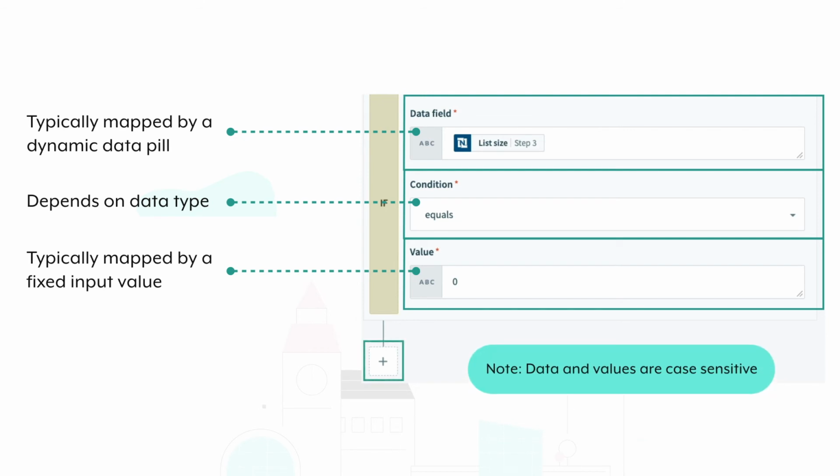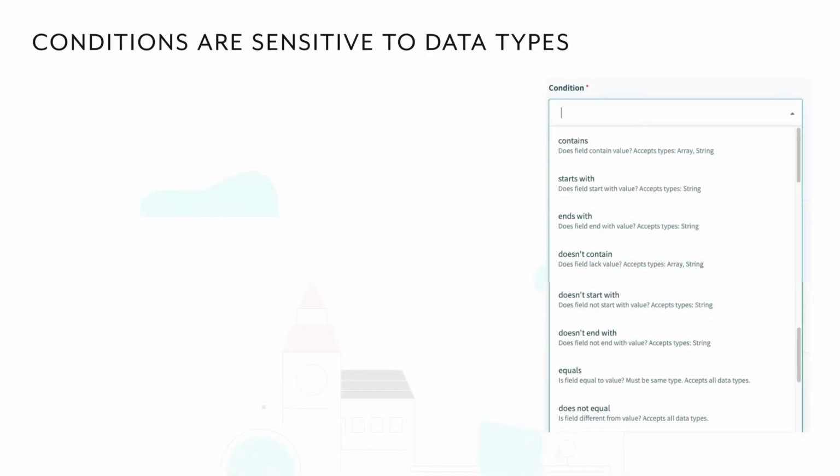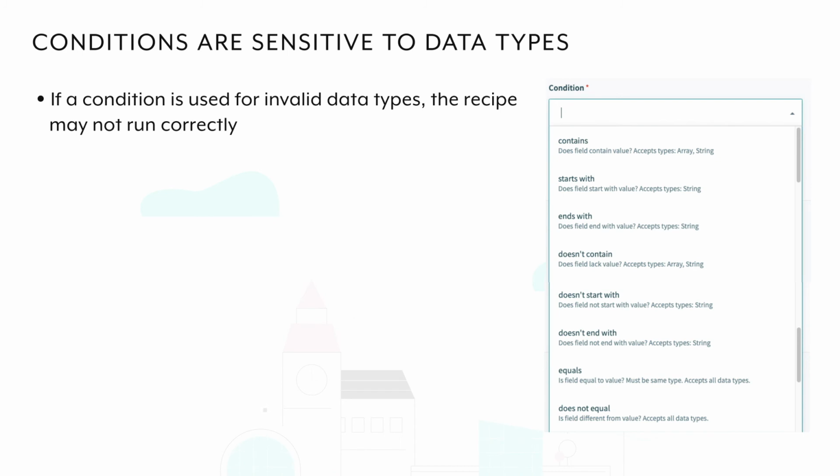Similar to trigger conditions, you can combine multiple conditions with the AND or OR operators to set up complex conditions. Each condition will be valid for different data types. If a condition is attempted to be used for invalid data types, it might prevent the recipe from starting successfully.